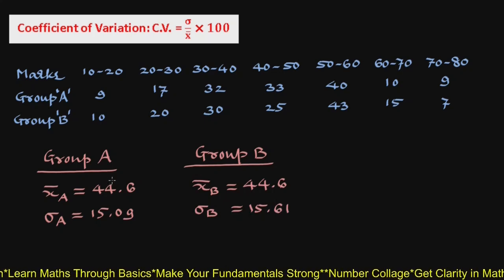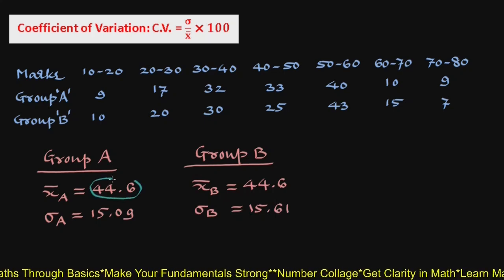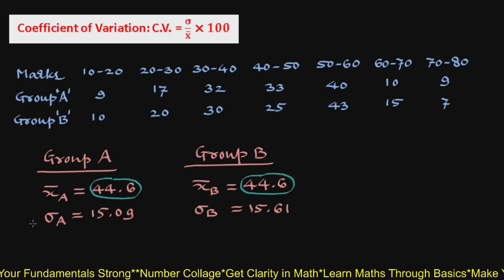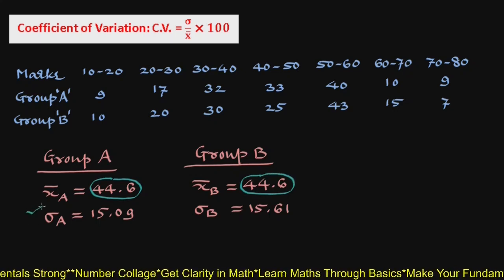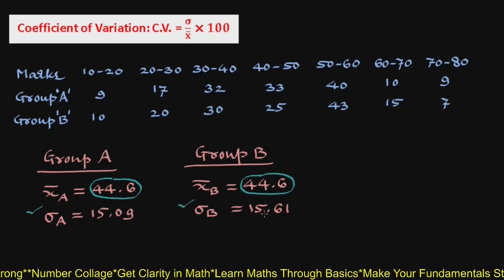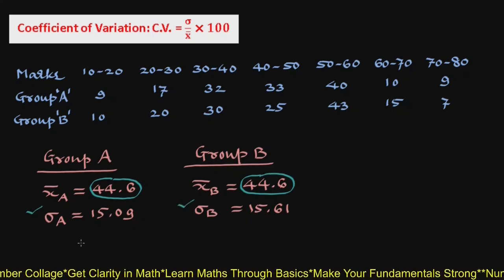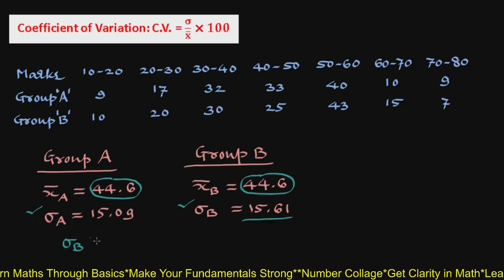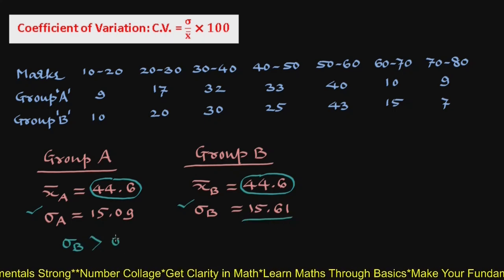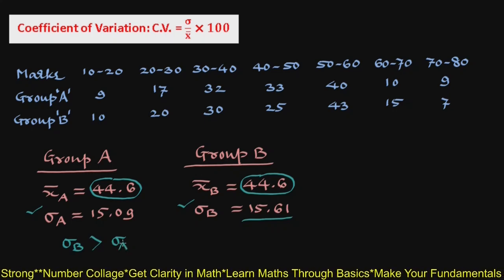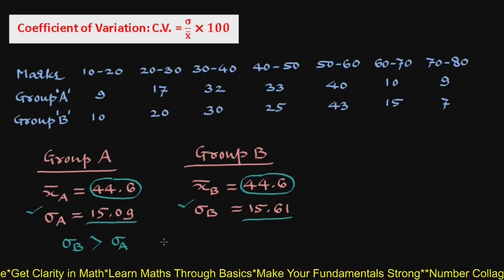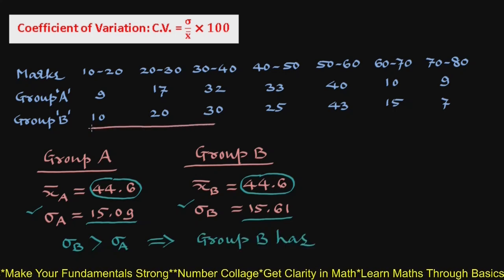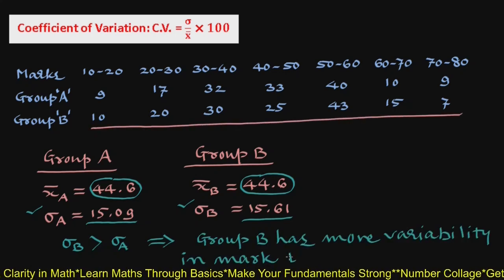Here, since the arithmetic mean of both the groups is the same, 44.6, the variability will be decided by their standard deviations alone. Since standard deviation of group B, 15.61, is greater than standard deviation of group A, 15.09, it implies group B has more variability in the marks than group A.